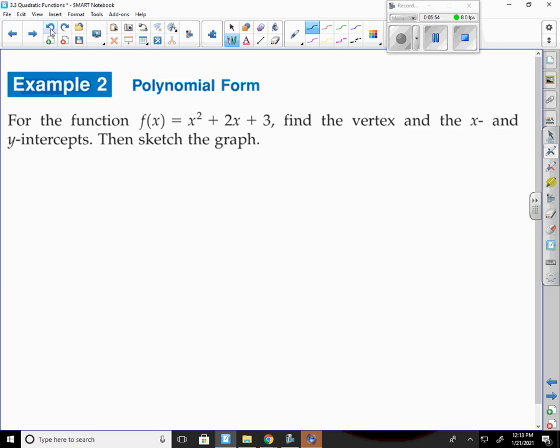So for the function f of x equals x squared plus 2x plus 3, I need to find the vertex, the x and y intercepts, and sketch the graph. Then to find the vertex, I know that the vertex is (h, k), right? And that was in the vertex form. And I just learned from my last slide that h equals negative b over 2a.